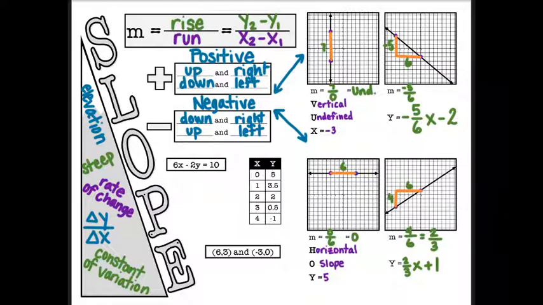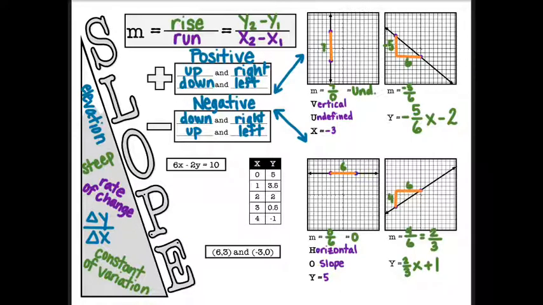Okay, now we're going to look on the other side of the page, and we are going to find the slope using the equation of a line, using a table, and using 2 ordered pairs. So when we're given the equation of a line, this is in standard form. It has x and y on the left-hand side. We want to try to get y by itself. When y is by itself, I know that the slope is the number in front of x.